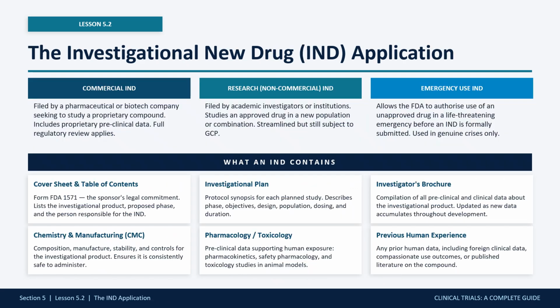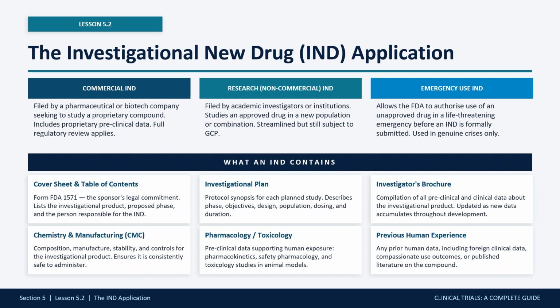Before any unapproved drug can be administered to a human being in the United States, a sponsor must file an Investigational New Drug application, the IND, with the FDA under 21 CFR Part 312. There are 3 types of IND. The commercial IND is filed by a pharmaceutical or biotech company and contains proprietary preclinical data supporting the planned human studies.